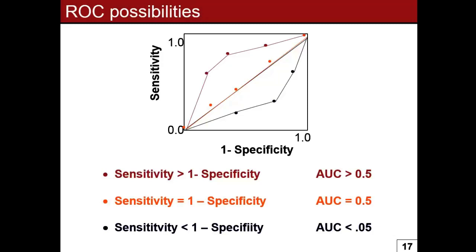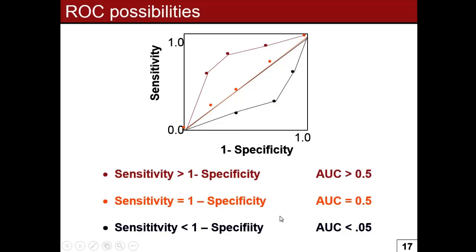This is a general schematic of the types of curves you might get and the AUCs that they correspond to. So if you're on the line, the area under the curve is equal to 0.5. Why is that? Well, this is a 1 by 1 square, and the area of the square is 1, so half of the area is 0.5. So if you're on the triangle here, the area is 0.5. That's AUC, area under curve equals 0.5.